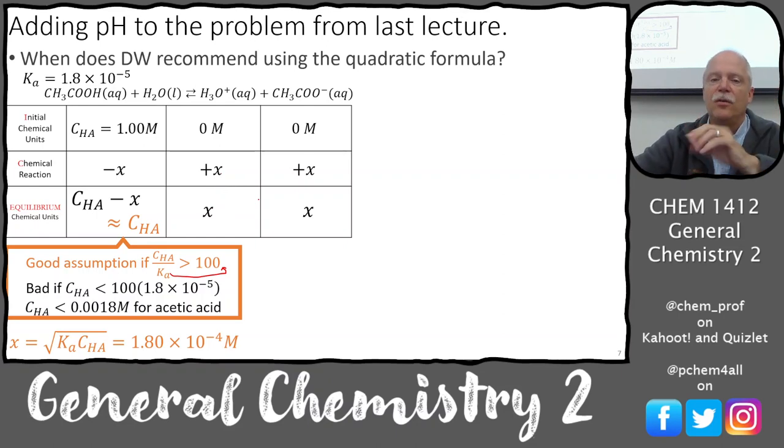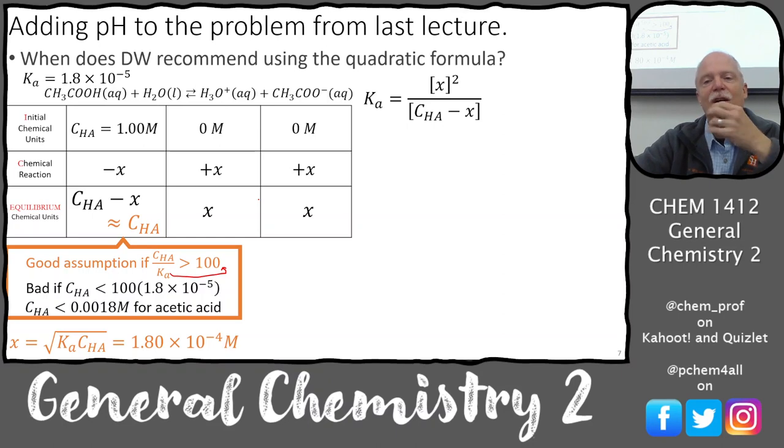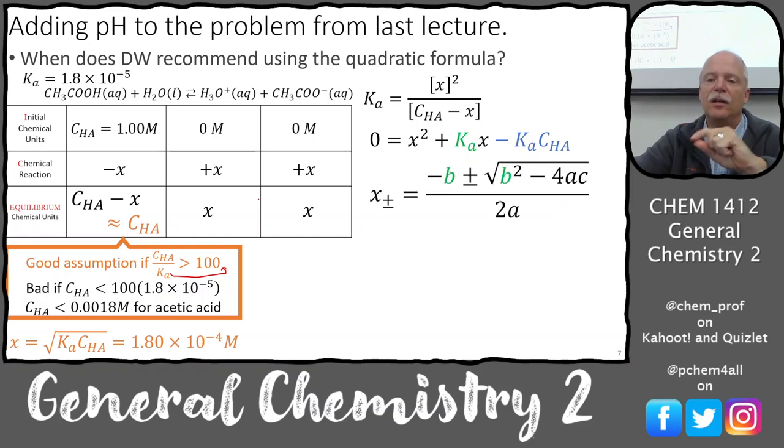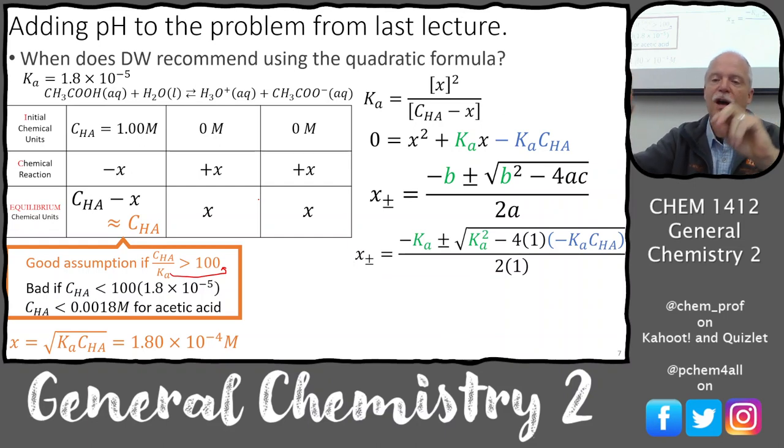Let's use the quadratic equation. So we come back over here. Now we don't cancel that X. We have to get it in its standard form. So this is where you would, on your own time, do the algebra to make sure that you check this out and know how to do it. Here's the quadratic formula. We put in all of our values. And here's what we get for our positive and negative roots.